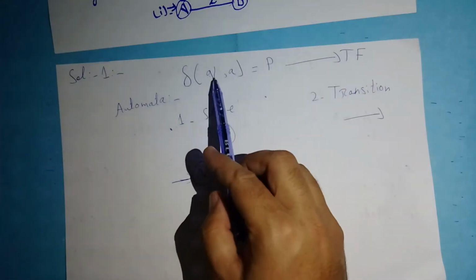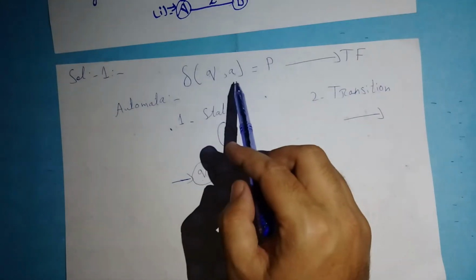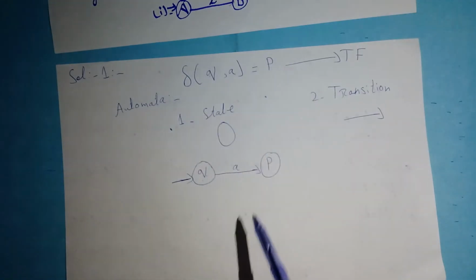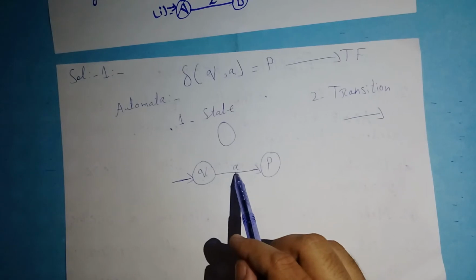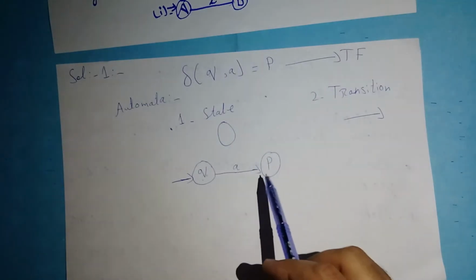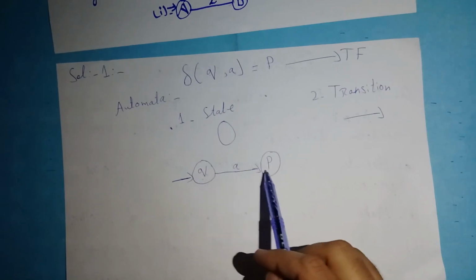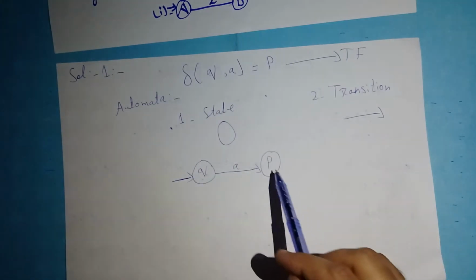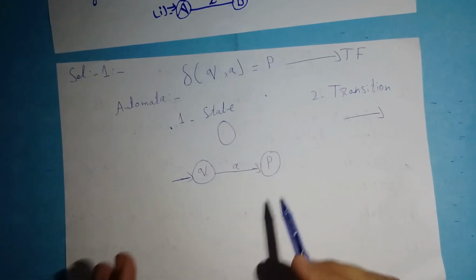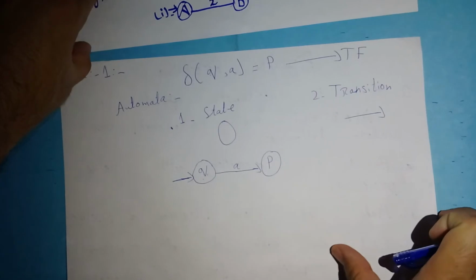After that, the second variable or value inside the bracket is going to be your input, which you take from the first state. So I took the input a. Now I see it is equal to p. So when I take input a from the state q, I reach state p. Now I made the automata from that transition function.